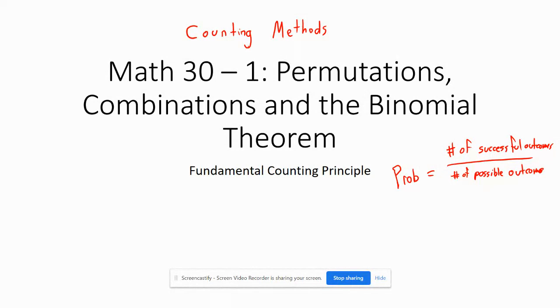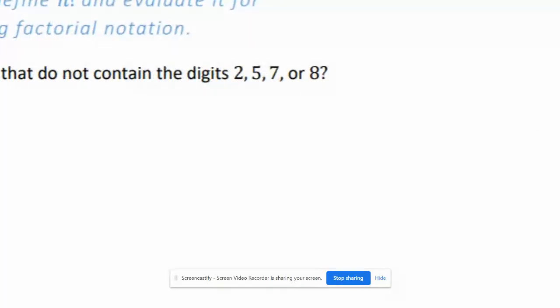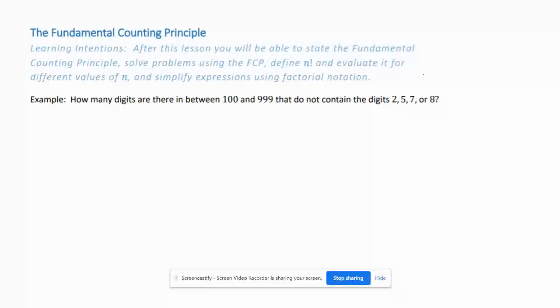All right. So, first example is what we call the fundamental counting principle. In this case, how many digits are there in between 100 and 999 that do not contain the digits 2, 5, or 7? So in other words, they're saying only using 1, 3, 4, 6, 9, or 0.